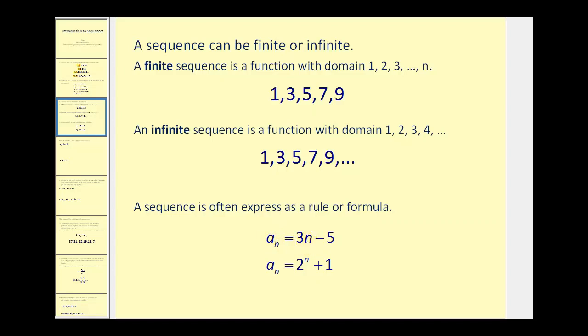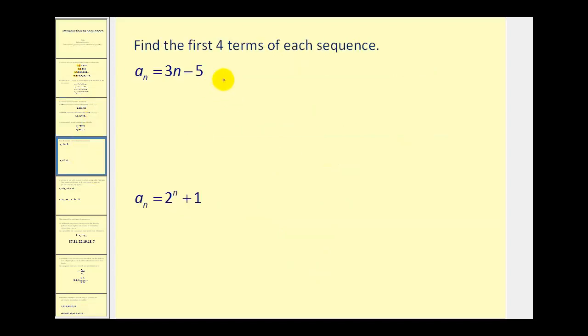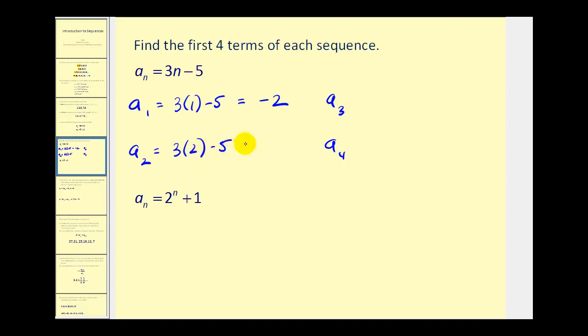So let's go ahead and practice this. Let's say we want to find the first four terms of these two sequences. That means we want to find a sub 1, a sub 2, a sub 3, and a sub 4. Well, if we want to find a sub 1, that means n is equal to 1. So we have 3 times 1 minus 5, so the first term is equal to negative 2. A sub 2 is telling us that now n is equal to 2, so we have 3 times 2 minus 5. That'd be 6 minus 5, which is equal to 1.